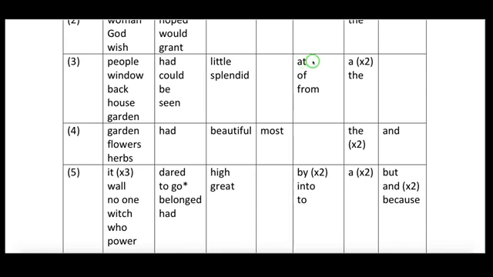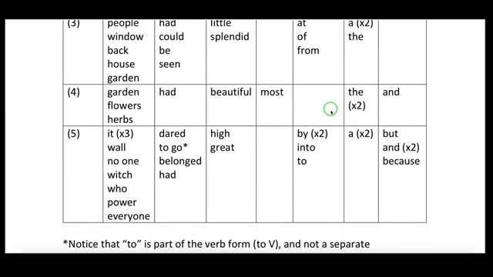So like at, you could say at 3 o'clock, that would be relating the noun or the action to a time. Or you could say at the front, and that would be space. Anyway, at, of, from, by, into, and to. In this case, the to is not connected to a verb group, so it's a preposition.